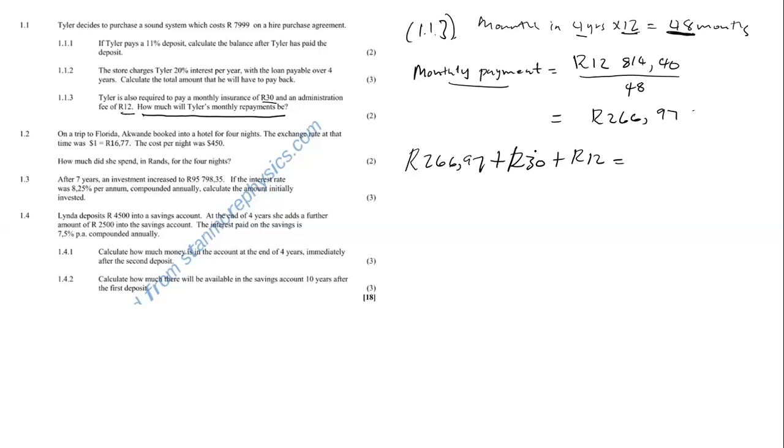So you go to your calculator and say 266.97 plus 30 plus 12. Therefore, each and every month, the total that Tyler needs to pay to settle the sound system is 308 and 97 cents. So this is what Tyler actually needs to pay each month. And then we answer this question, which is question number 3. Let me try to take some questions from you to see whether you understand.